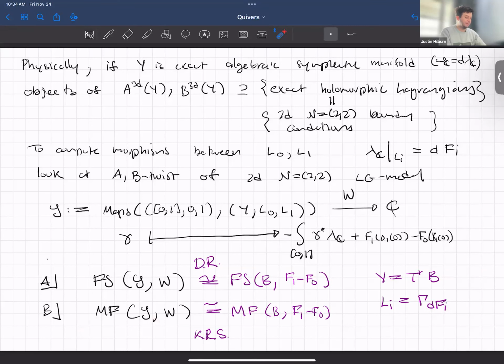And then in a special case, if you knew that your Y was actually a cotangent bundle, and these Lagrangians were actually the graphs of the derivatives of holomorphic functions, then this thing reduces either to a Fukaya-Seidel category on the base with your function f1 minus f0, or matrix factorizations on the base with f1 minus f0. So this isn't actually what I'm going to do, but this is what the physical analysis would tell you.